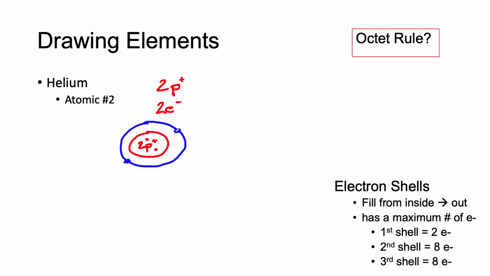So it's happy. Now helium, maybe you remember me saying, is very non-reactive. The reason it's not reactive is because it's completely fulfilled. It doesn't need another atom to help it fulfill the octet rule. And so it doesn't tend to bond with other atoms. So let's draw another one.